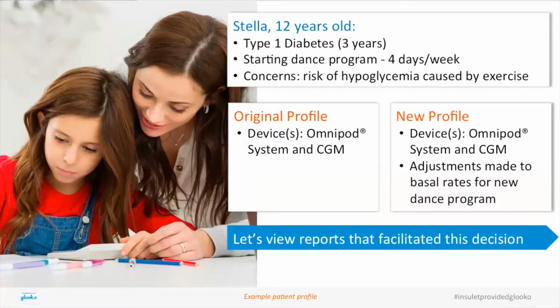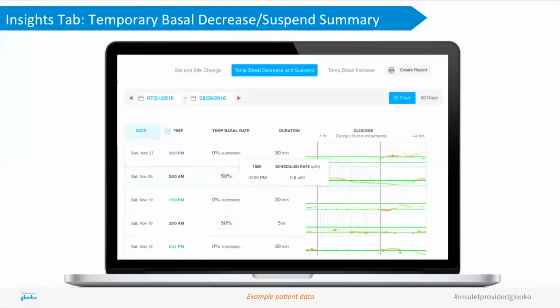Now let's look at Stella's reports that help her healthcare professional determine the best temporary basal rates for exercise or other events where basal rates need to be lowered. To review the use of temporary basals and diabetes data, healthcare professionals use the temporary basal decrease and suspend report within the Glucose Insight tab. Let's discuss an overview of how this report works.